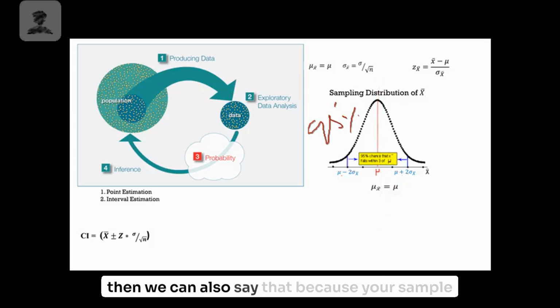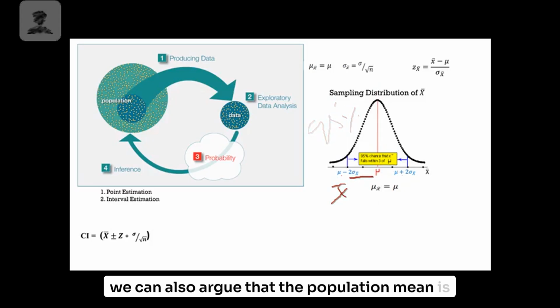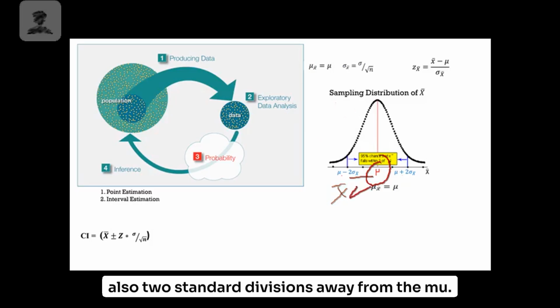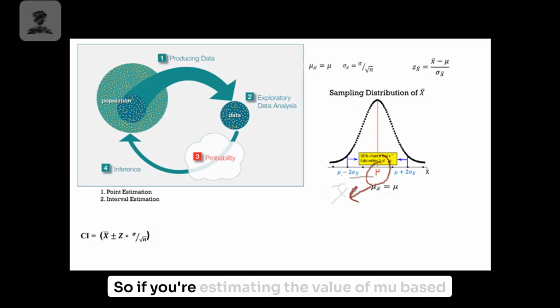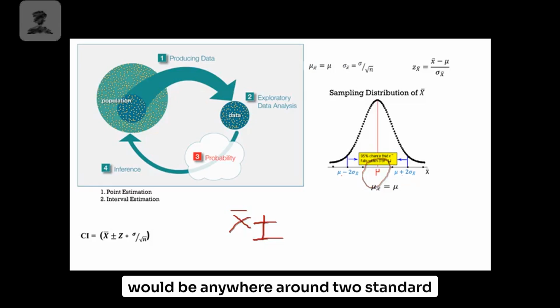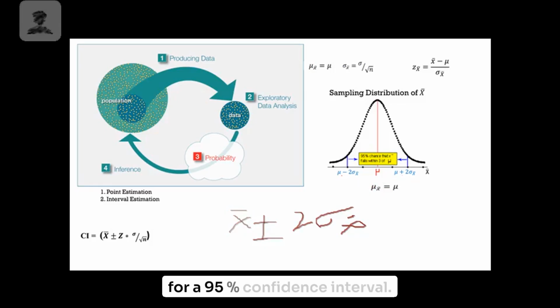Then we can also say that because your sample is 2 standard deviations away from the mu, you can also argue that the population mean is also 2 standard deviations away from the sample mean. Make sense? So if you're estimating the value of mu based on the sample value, the population value would be anywhere around 2 standard deviations for a 95% confidence interval.